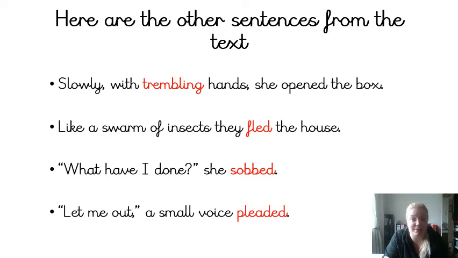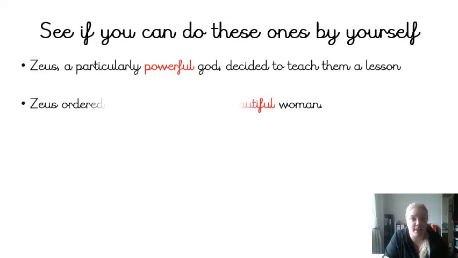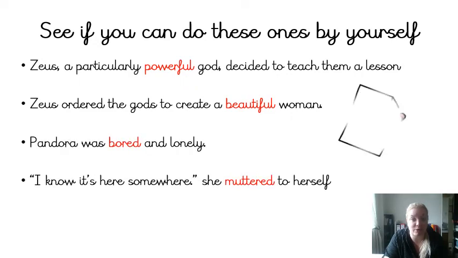So now let's see. It's your turn. See if you can do some of these ones by yourself. So I helped you with the last ones. Although my examples weren't that great, I'm sure you can come up with some much better examples. Let's see which ones today you're going to do for your task. So, "Zeus, a particularly powerful god, decided to teach them a lesson." So that is the sentence from the text. And I want you to see if you can write a sentence with the word powerful in it.